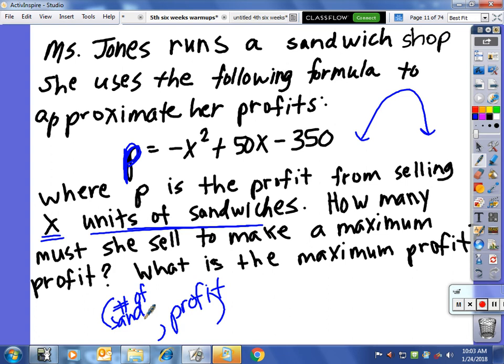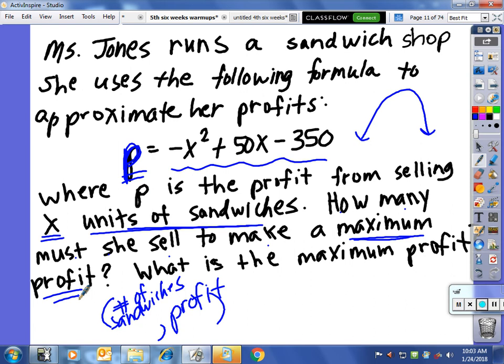Understanding what the X's stand for, the independent, and what the Y's stand for is going to help you answer these questions that we're going to do today. So we're putting in how many sandwiches she sells. We're doing this math to that number of sandwiches, and what's coming out is how much money she's going to make, how much profit she's going to make. Now, look at the question. How many must she sell? How many what? Sandwiches must she sell to make a maximum profit? There's a clue word in there that should tell you what it is we're looking for. What's maximum mean? Vertex. We are going to need the vertex of this parabola.